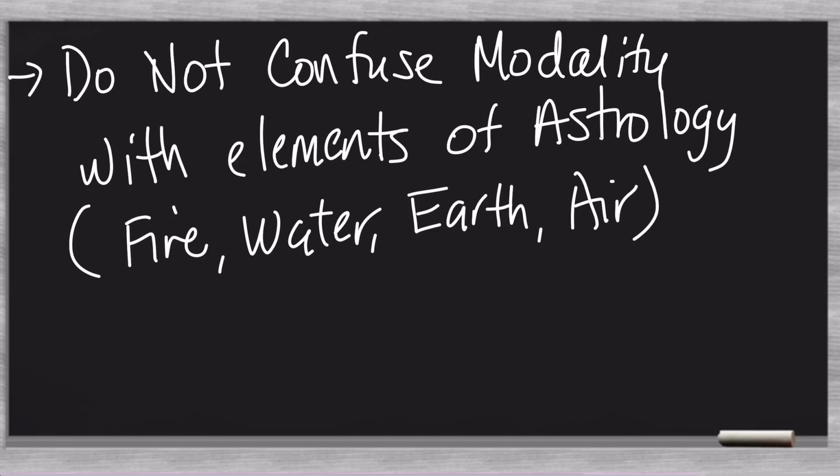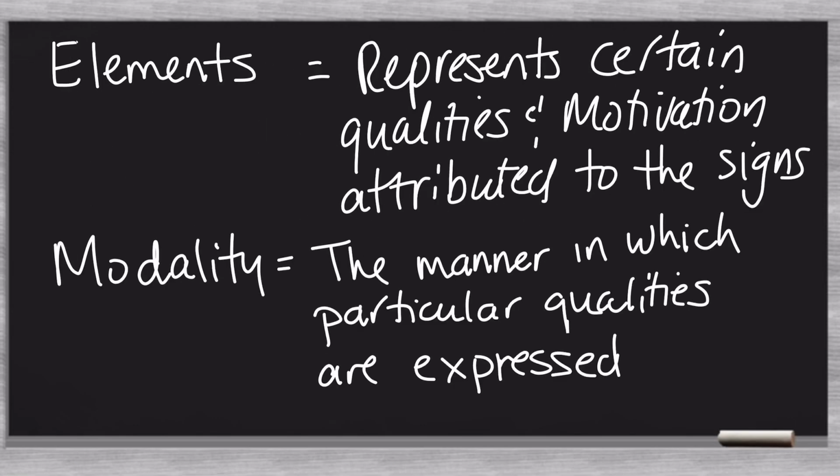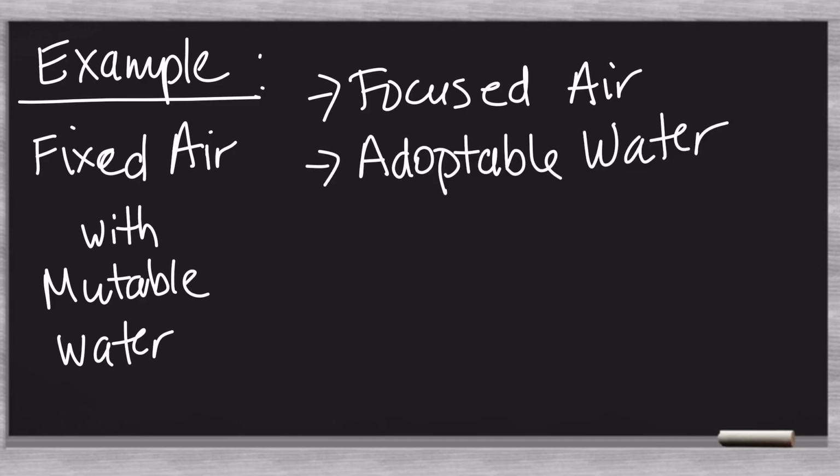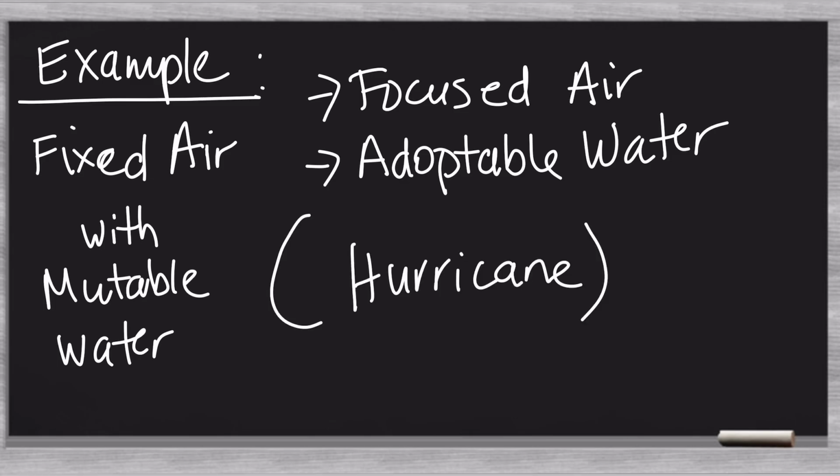So I don't want you to confuse modality with the element of astrology. So elements are fire, water, earth, and air. And modality is the manner in which particular qualities are expressed. So how are these elements expressing themselves? So if we're looking at focused air and we're looking at adaptable water, what does that combination produce? You're looking at a hurricane. So if your personality has this, then this is the kind of action it will produce.